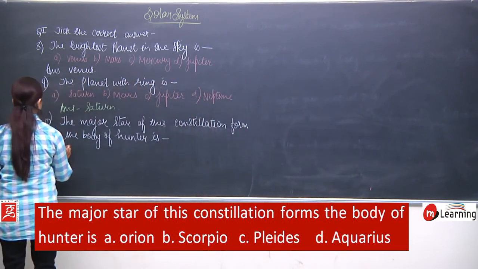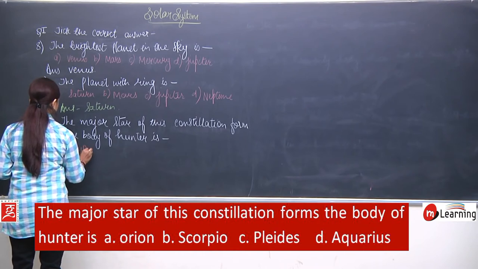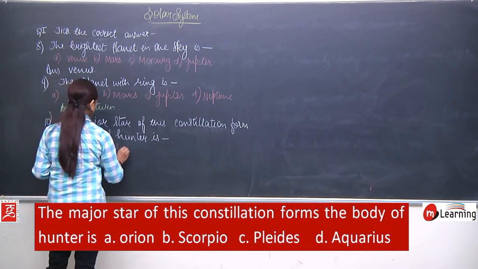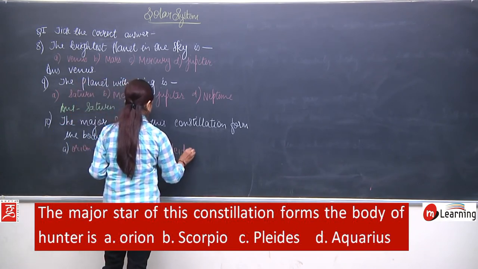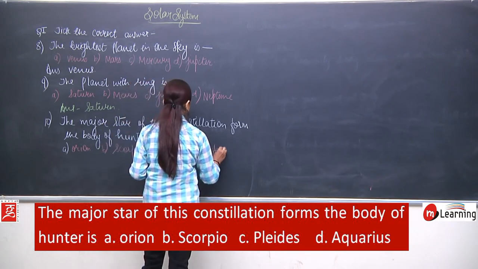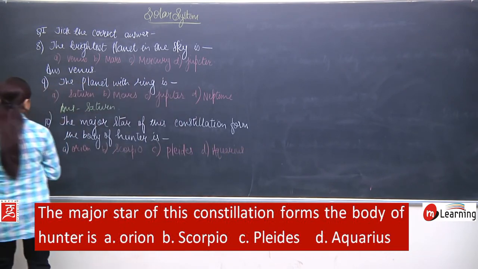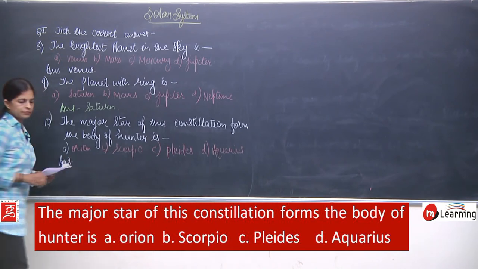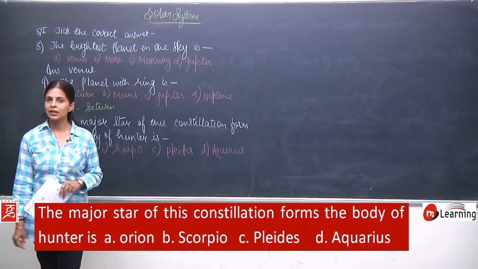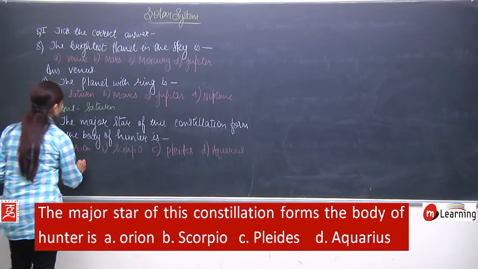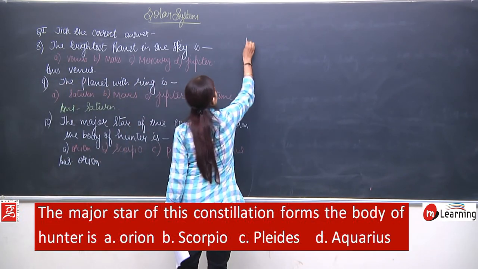The options are Orion, Scorpio, Pisces and Aquarius. Now the correct answer is... the major stars of this constellation form the structure like the hunter's body. So it is none other than Orion. So all these are the choose the correct answer.